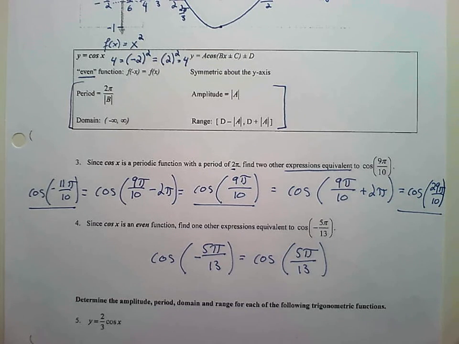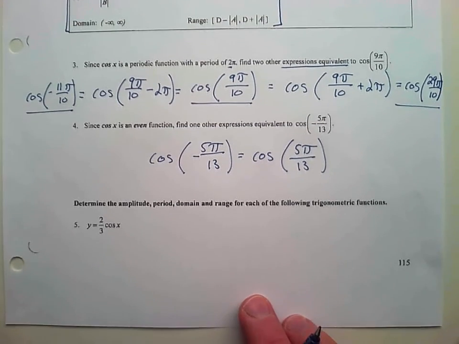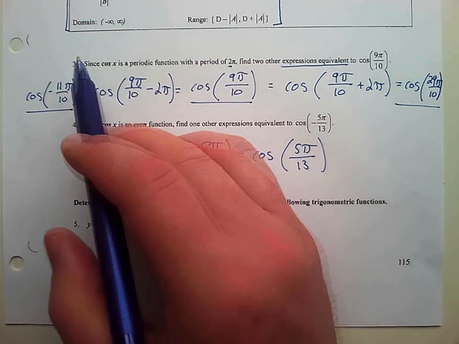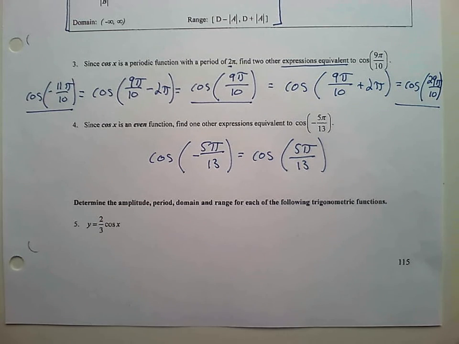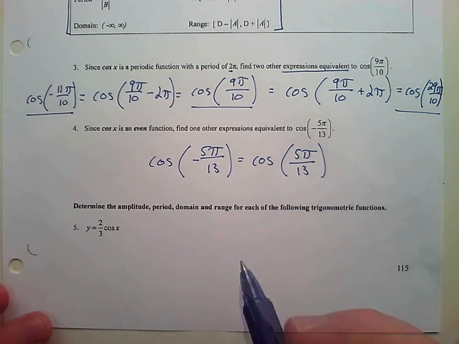Alright, now for the next problem, we're going to get into slightly different stuff. This is different than what we had before. Number 3 and 4 were very similar to number 1 and 2, but here for number 5, it's going to start asking us to do slightly different stuff. Here it says, determine the amplitude, period, domain, and range for each of the following trigonometric functions. So we have y is equal to 2 over 3 times the cosine of x.